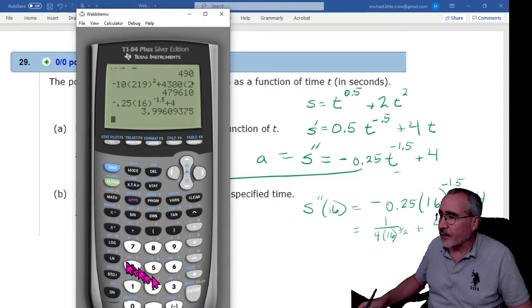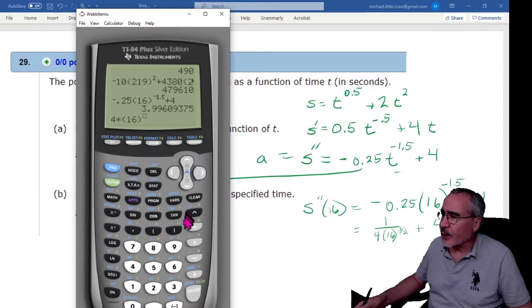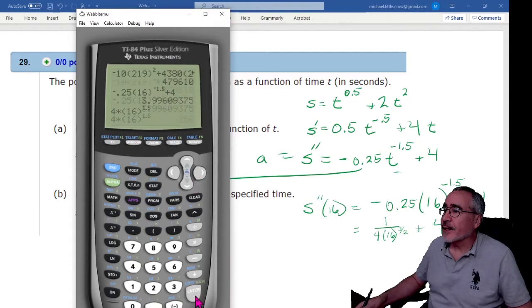So that's 4 times 16. And we could just raise it to the 1.5, or you could do the 3/2, right? I'll just do 1.5, get the same answer. So let's see this. I bet you that's 256, right? 256.